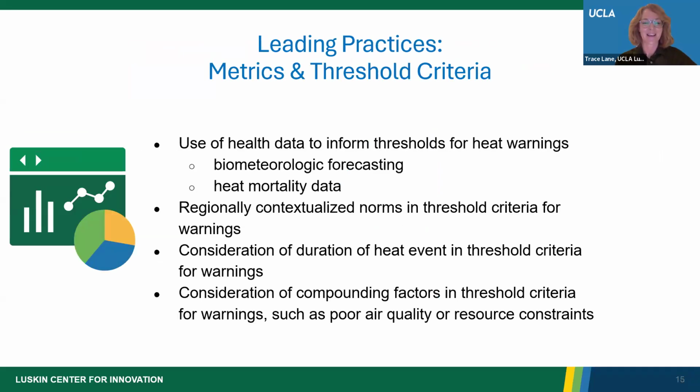Next slide. The leading practices in this category are focused on, again, the way in which heat is measured and how thresholds are established. The first leading practice is the use of health data to inform thresholds for heat warning systems. Biometeorological data or health-related mortality data may be more effective than using environmental data alone because it reveals the potential for health impacts associated with the categories of heat. In this practice, the ranking system is based on the increased risks of heat-related illness as the temperature increases.